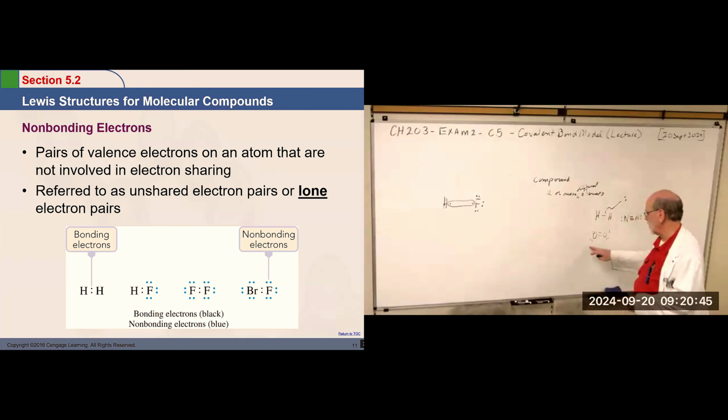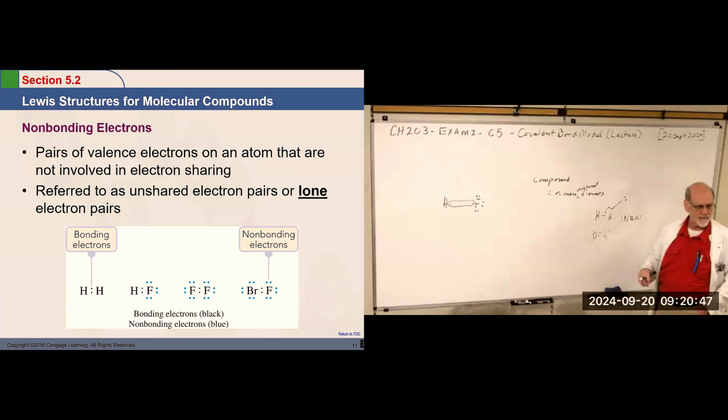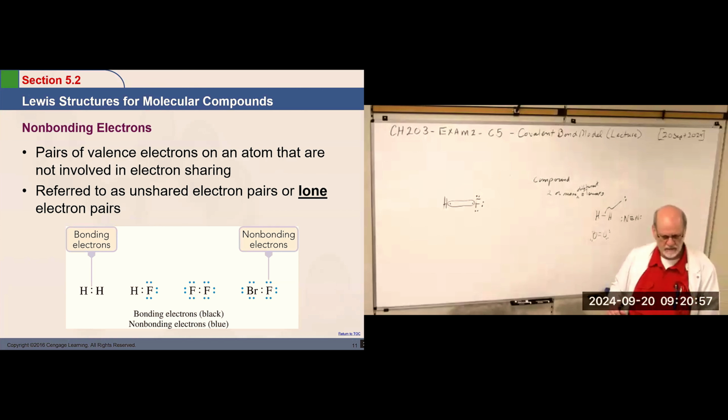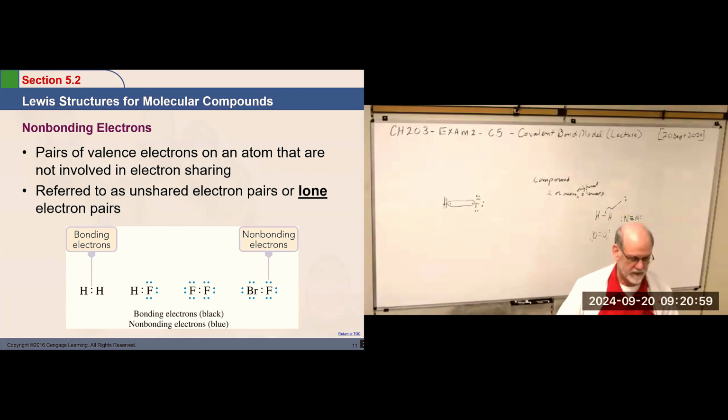I call these lone pairs. They're also called non-bonding electrons. And obviously, they're non-bonding because they're not between the atoms. So lone pair, non-bonding works either way. Unless you get the crossword puzzle and lone pair won't fit, try non-bonding.